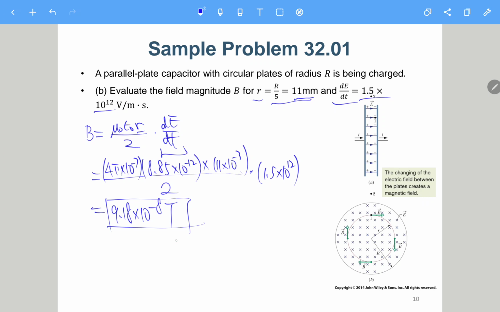Okay, I just forgot the SI unit for the B field.